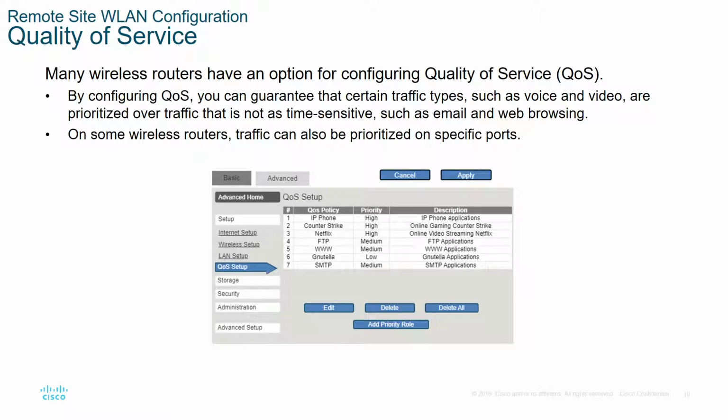Quality of service. Many wireless routers have an option for configuring quality of service, QoS. By configuring quality of service, you can guarantee that certain traffic types such as voice and video are prioritized over traffic that is not as time sensitive, such as email and web browsing. On some wireless routers, traffic can be prioritized on specific ports.